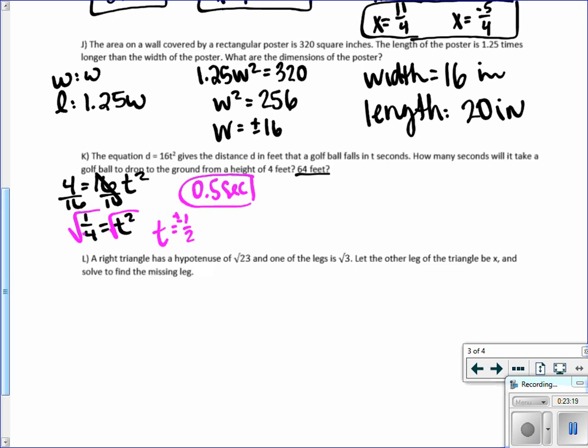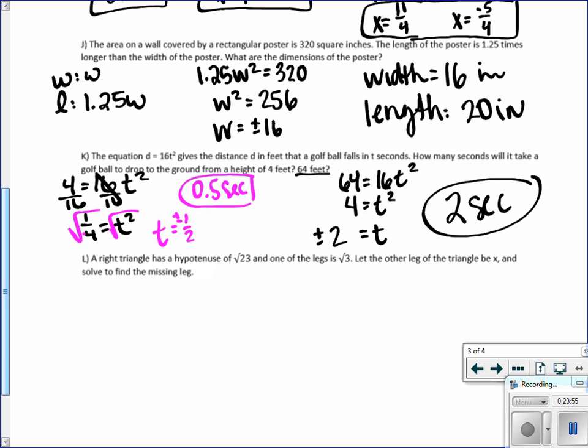We're going to do the same thing for 64 feet. What would our first step be? Divide 64 by 16, which is 4. So if t squared is 4, then what's t? What number squared is going to be 4? 2. Would the positive and the negative work for this? Okay, so only the positive works. So 2 seconds.